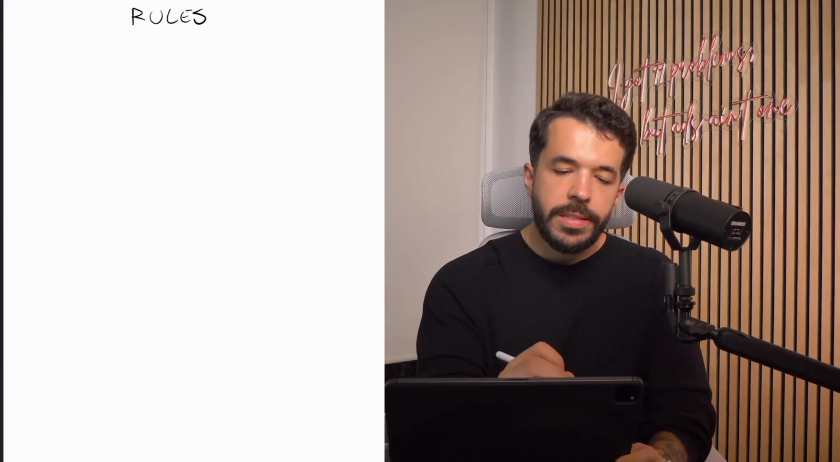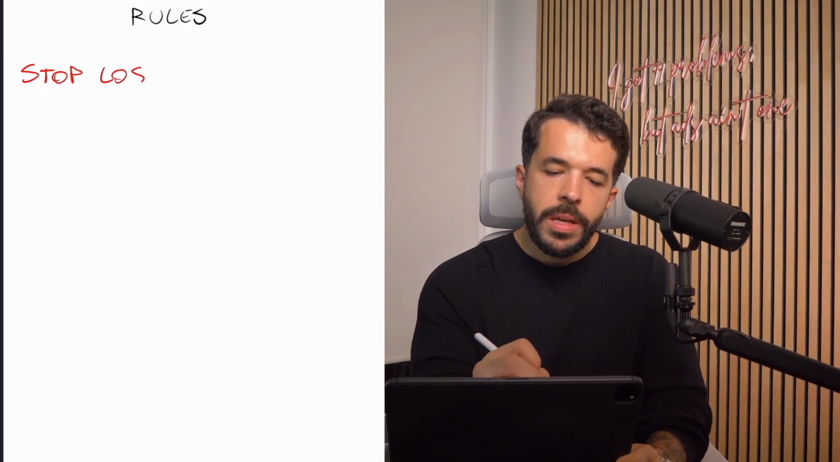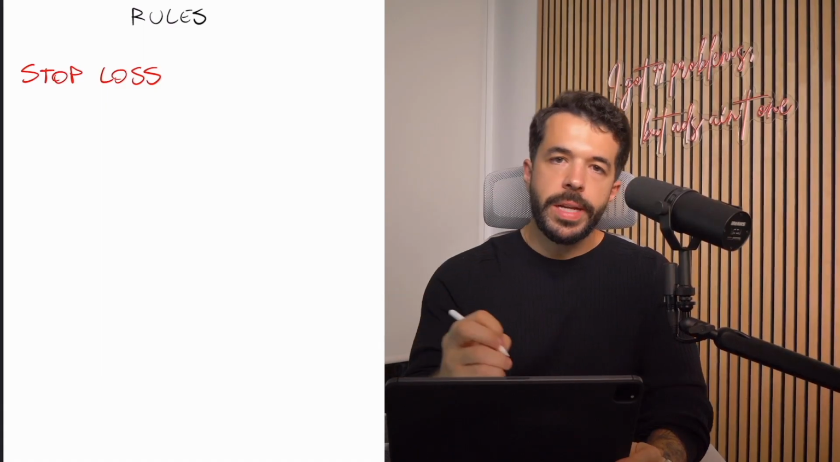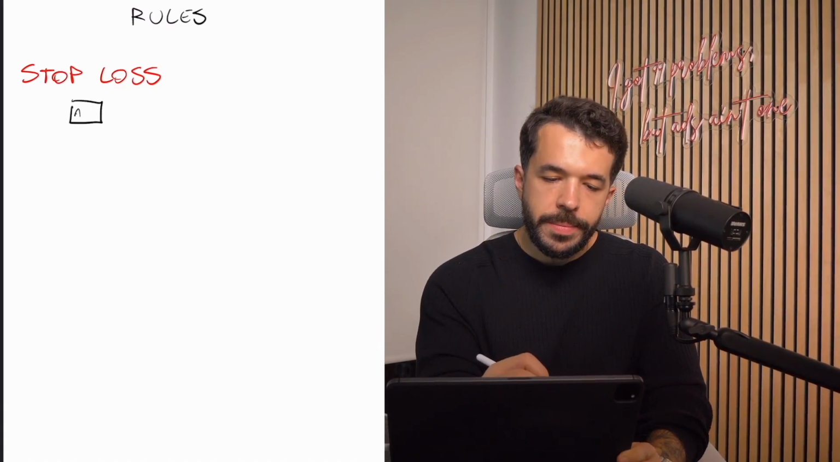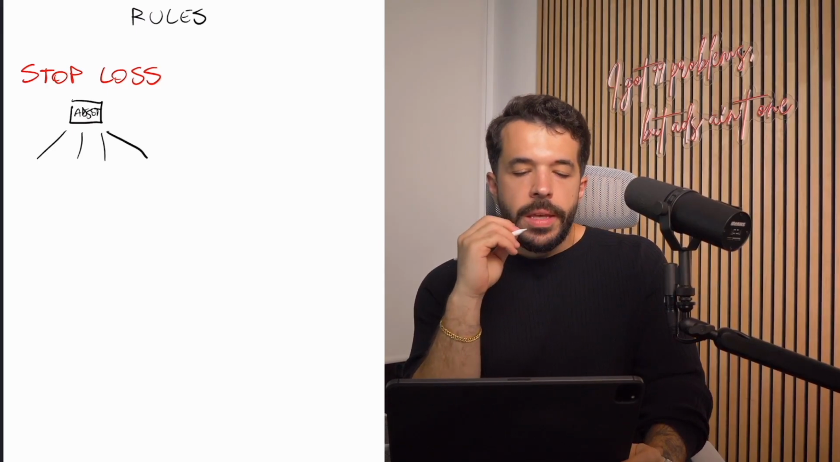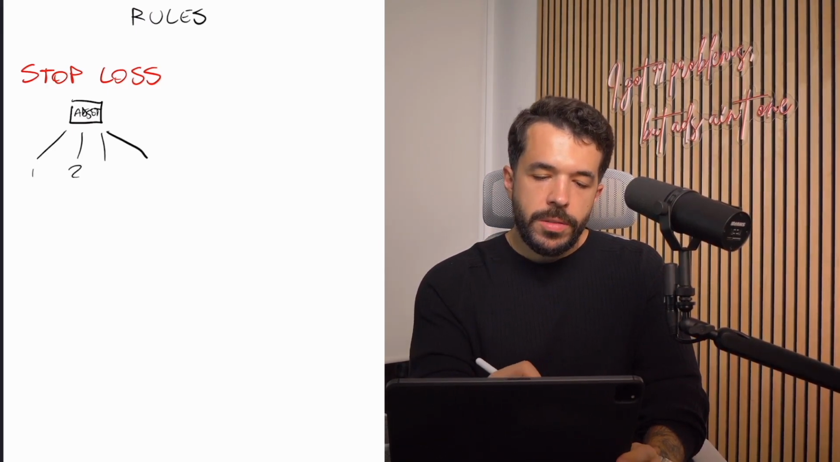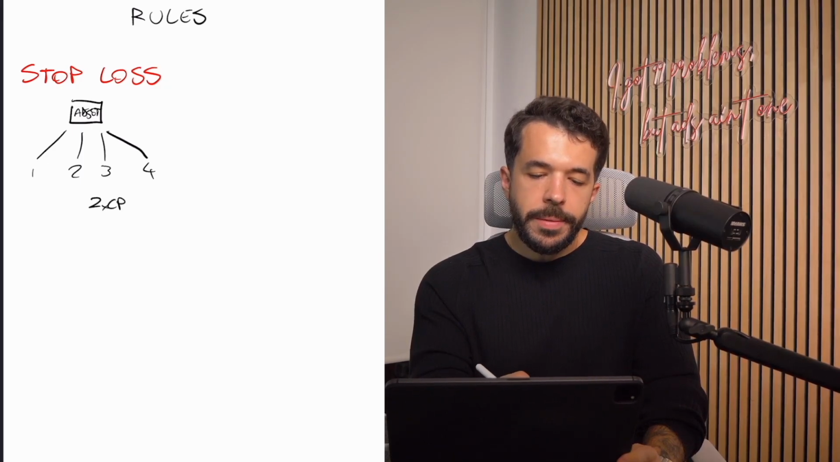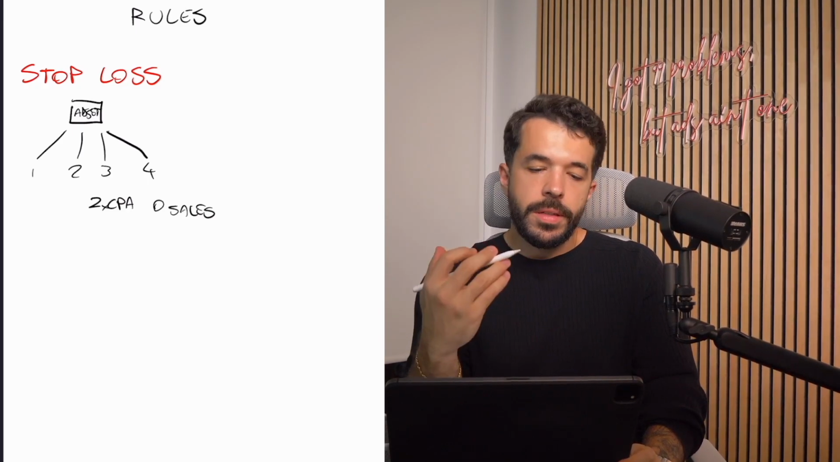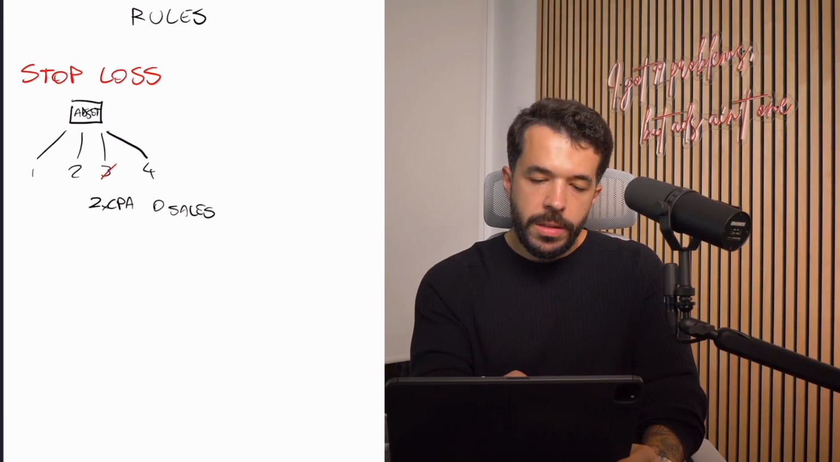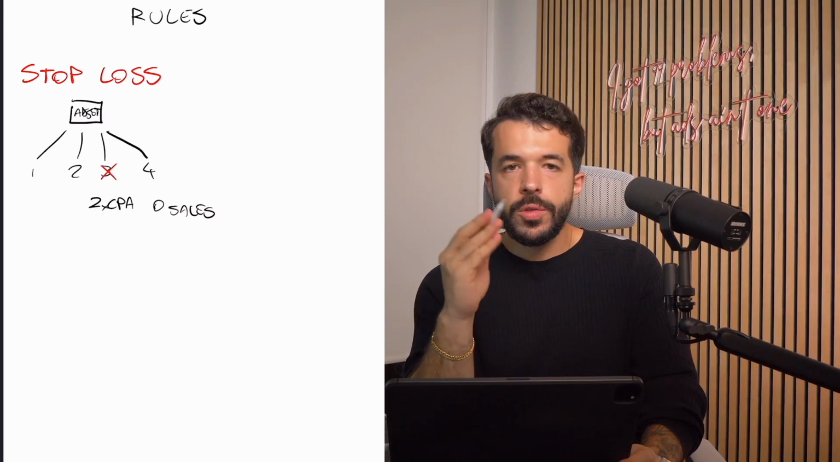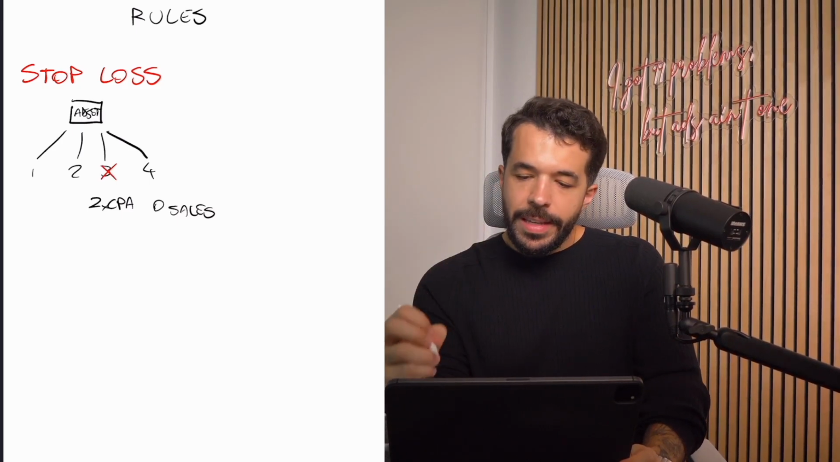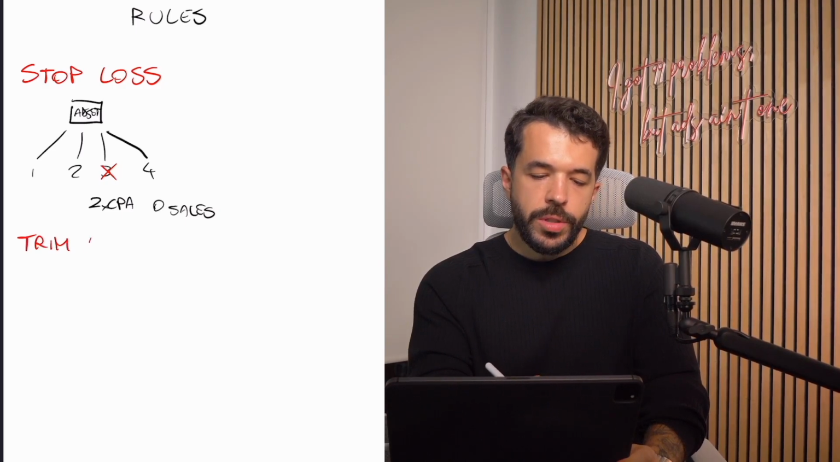The first one is what we call the stop loss. Stop loss is basically where we stop the bleeding, right? So we have one ad set, as we said before, in 4 different variations. In this case, let's say we have ad 1, 2, 3, 4, and ad 3 is spending most of the budget, and it gets to 2 times the CPA with 0 sales. This is a perfect case of stop loss where we literally kill ad number 3 and we let numbers 1, 2, 4 keep running.